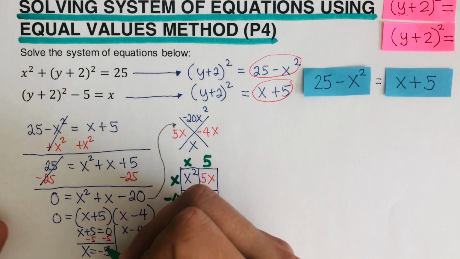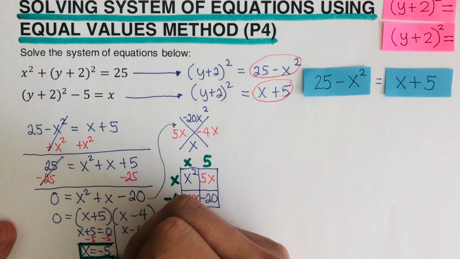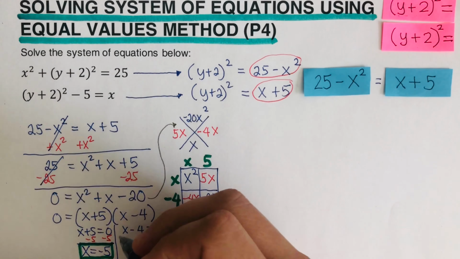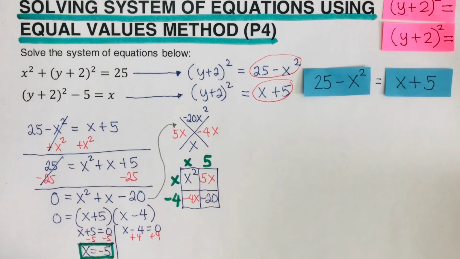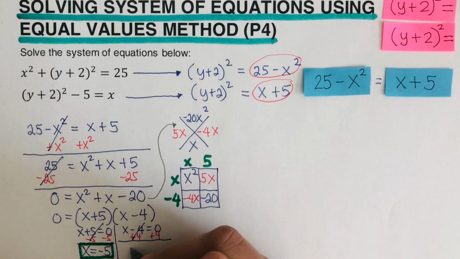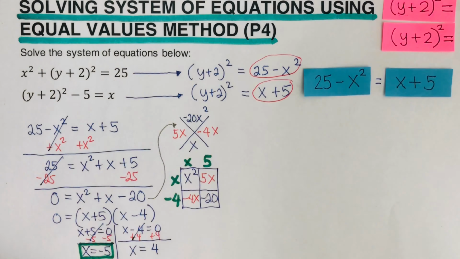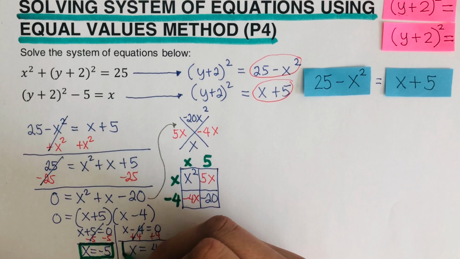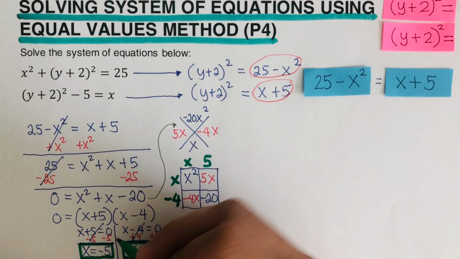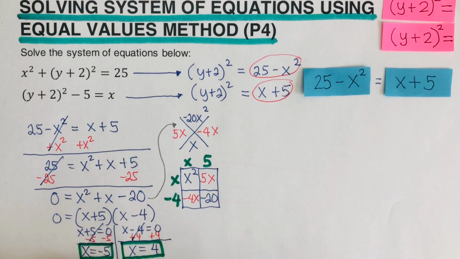So I'm just gonna put this inside the box. So that's the first x. The second x would come from here. So x is equal to positive 4. So this is our second value of x. So we already have solved the x. We're now ready to move on to the third step.